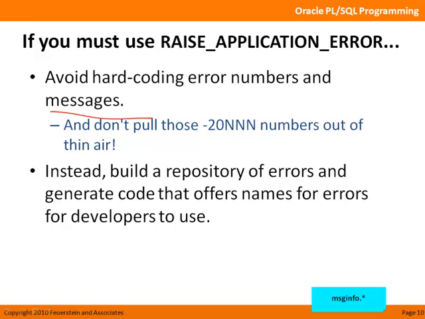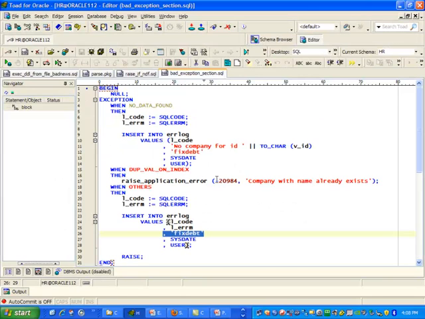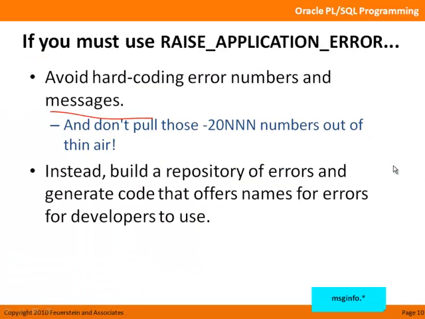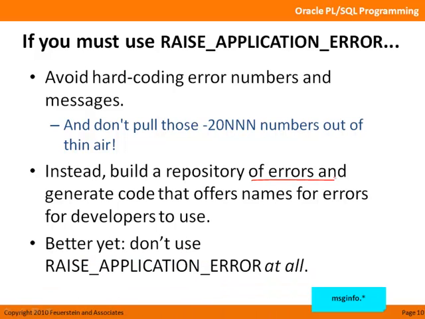So in general, you don't want to write code that looks like this, and you don't want to leave it up to the individual developers to decide what numbers and messages to use, because you end up with chaotic code, conflicting messages, lots of hard coding. What should you do instead? Build a repository of errors, so all the application-specific errors are stored, for example, in a table. And if you want to get fancy or use some of my code that I'm about to show you, you can generate a package that provides names for every one of those errors, and the developers can then use those error codes, error names, and error messages by name.